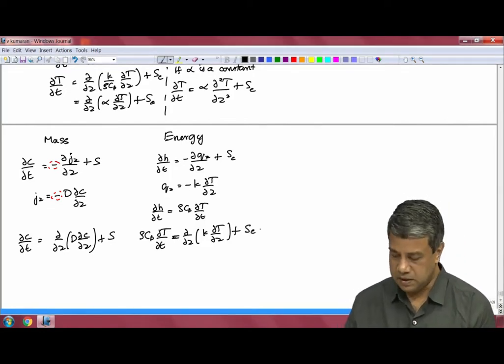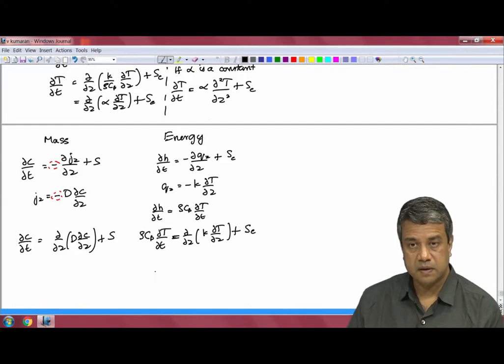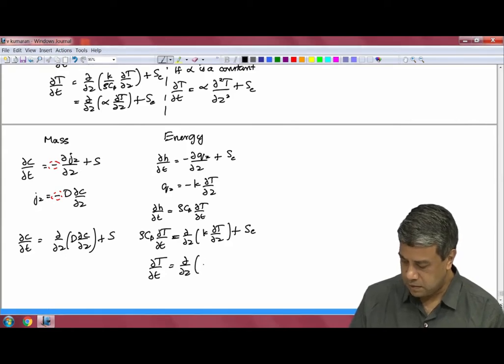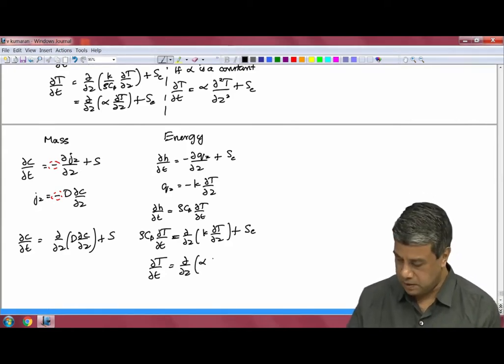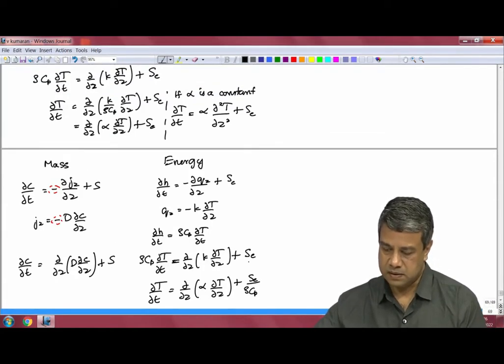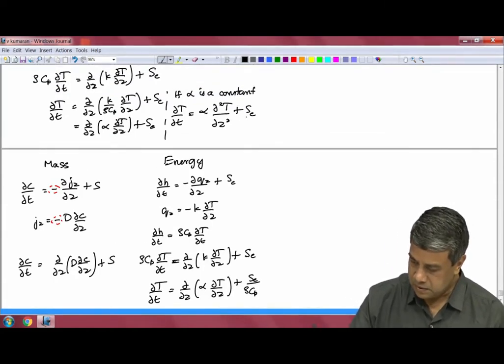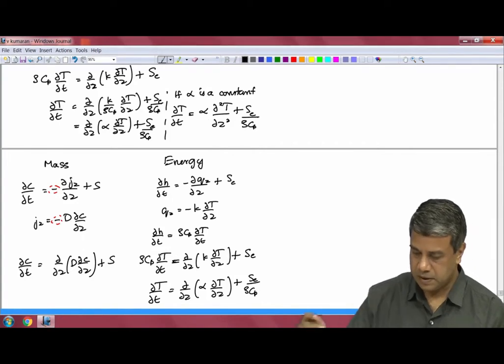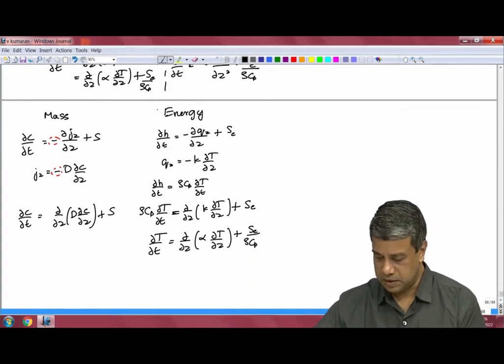Okay. And in the energy equation, I said that if the density and Cp are constants, then I can divide throughout to get alpha, where alpha is K by rho Cp, plus Sc by rho Cp. I think I had forgotten in the last lecture to divide throughout by rho Cp. So here you should get a rho Cp here. Kindly make that correction in the last lecture.